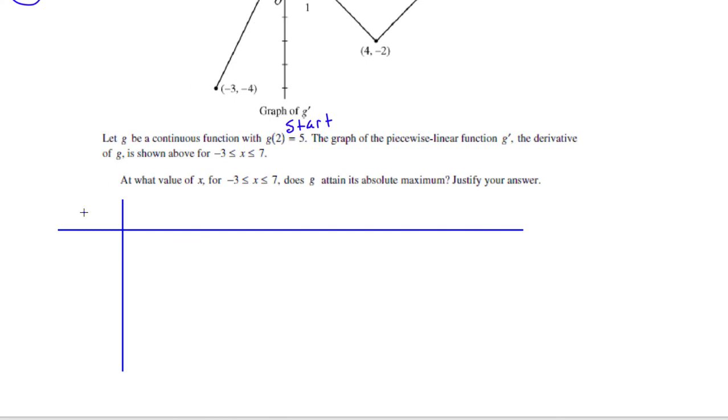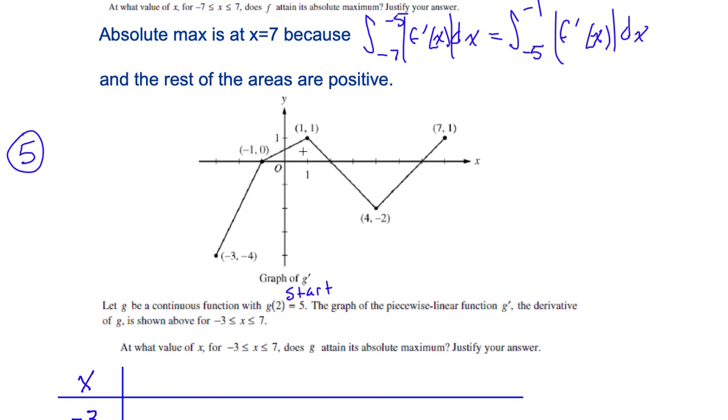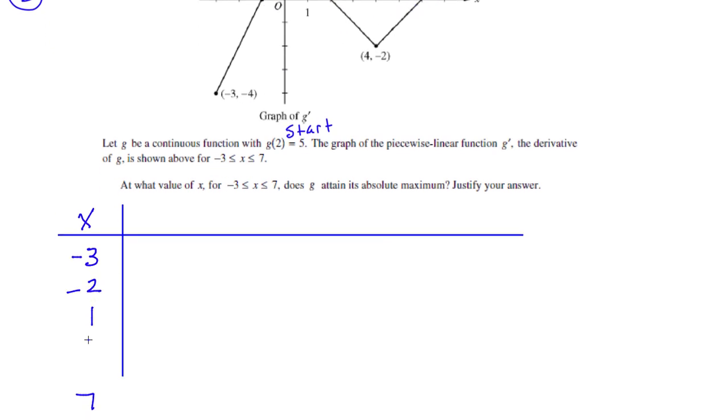All right, so we have to check which x coordinates. We have to do the start, we have to do the end. End is 7, and any place where we have a relative extrema, which means it's a height change, because this is g prime, and g prime height change is the definition of relative extrema. So we have to check that point, and that point. So -2, 1, and 6. Our start is 5, 5, 5, 5, and 5, and then it's going to be plus change.